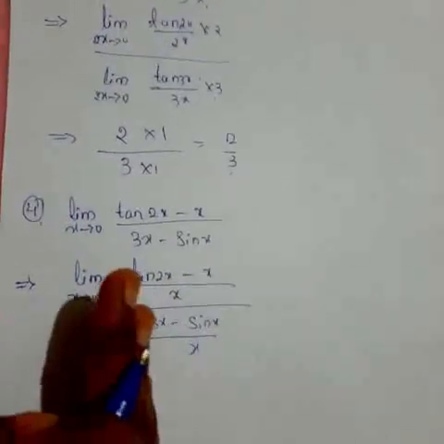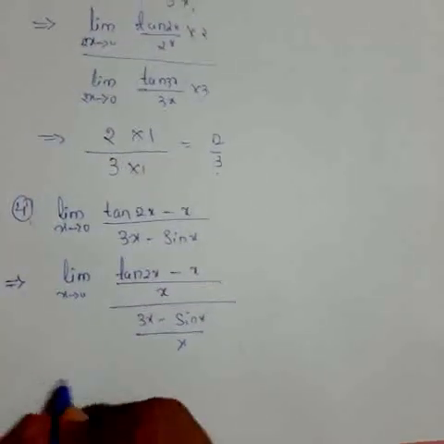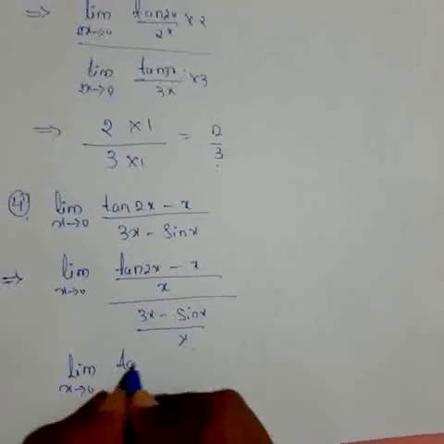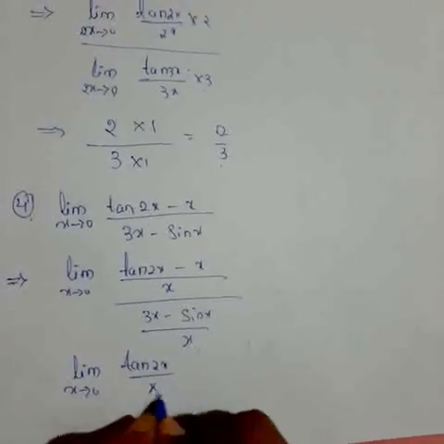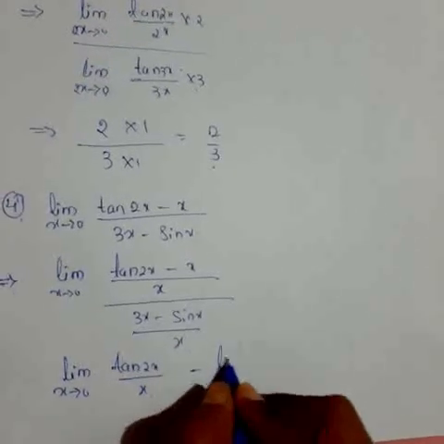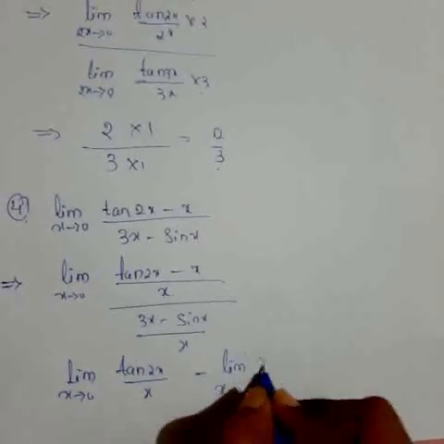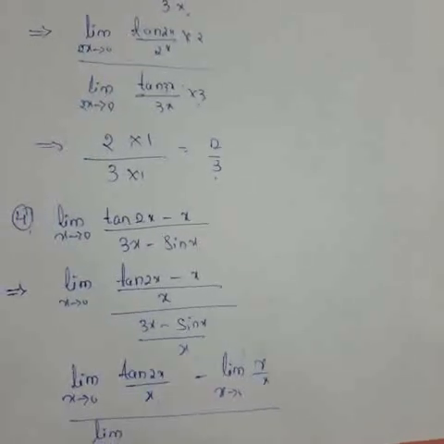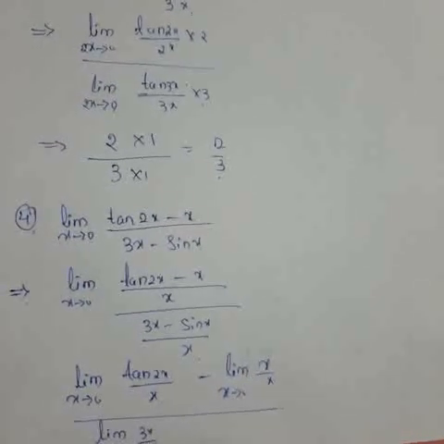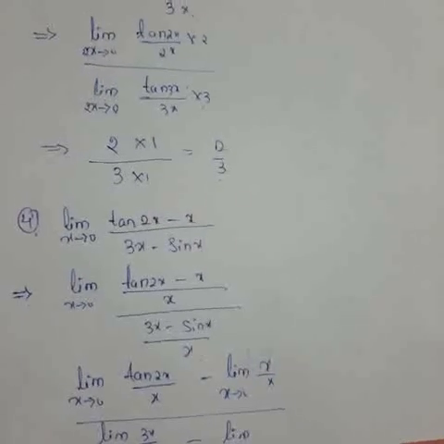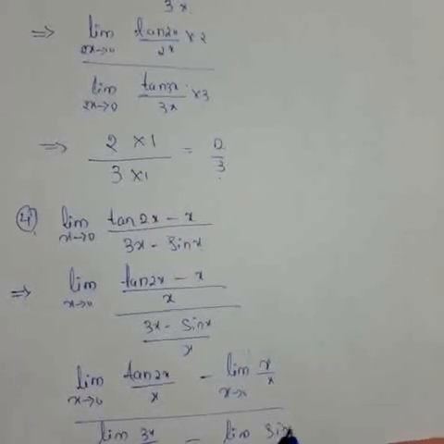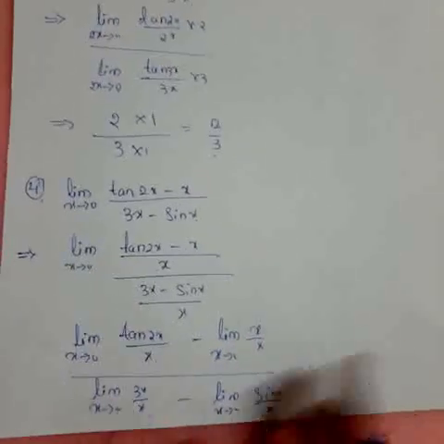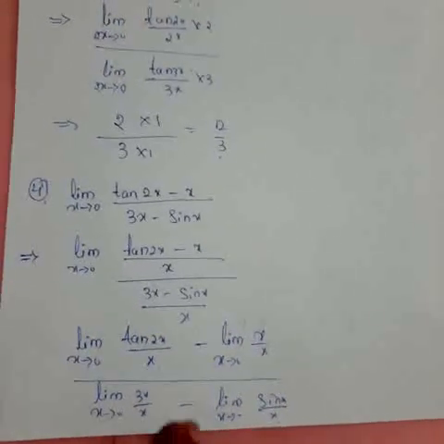Yes, then separate it. How do you separate? Limit x tends to 0, tan 2x divided by x, minus limit x tends to 0, x by x, whole divided by limit x tends to 0, 3x by x, minus limit x tends to 0, sin x by x. Yes, I know what to do now.